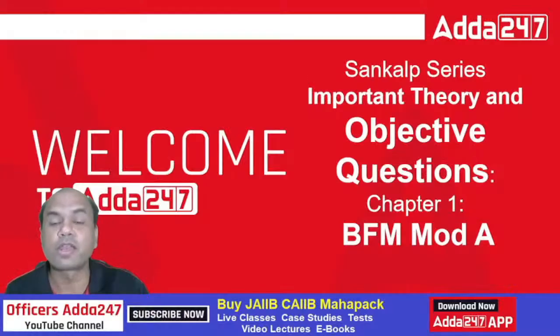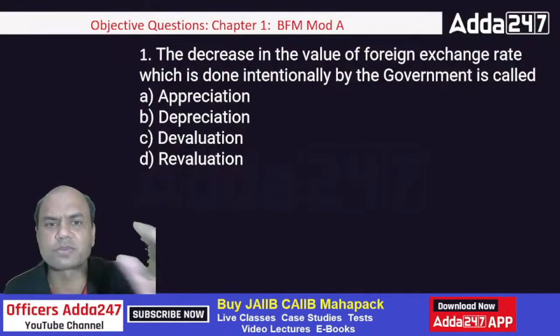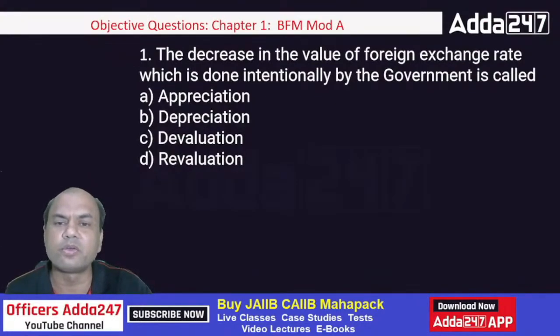Okay. We are in the Sankalpa series for BFM. In this series, we are covering all the important theory and objective questions for BFM. Today, we'll be covering objective questions for chapter 1. Now remember, the questions are very tricky. Let's start. You'll immediately see the example. See this first one. The decrease in the value of foreign exchange rate, which is done intentionally by the government, is called as what? Appreciation, depreciation, devaluation, revaluation.